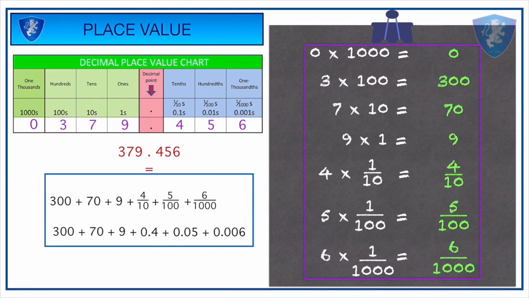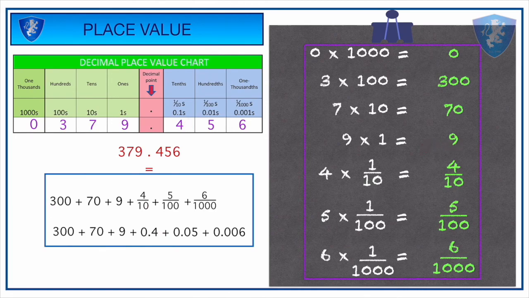Now, what we've done is we have actually shown you that we've got 0 thousands, so that's a 0, net 0, and we've got 3 times 100, which is 300. Then that's 7 times 10, 7 tens, and the 7 tens gives us 70. And you've got the 9 units, or 9 ones. 9 times 1 is 9.